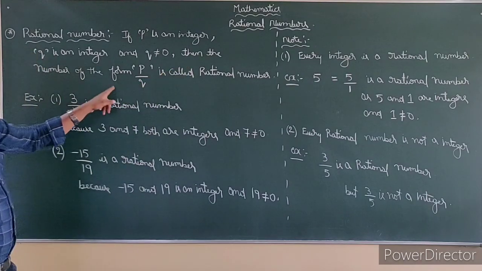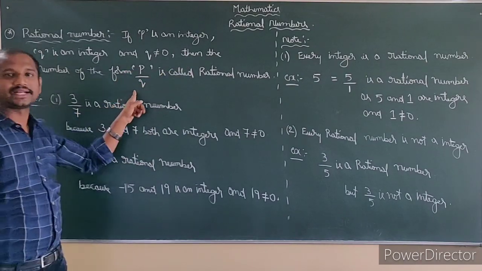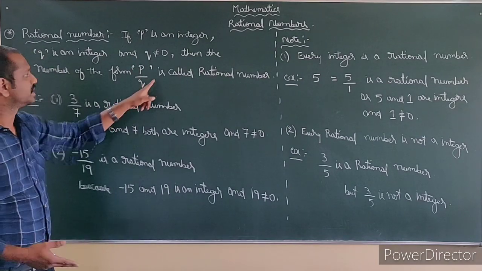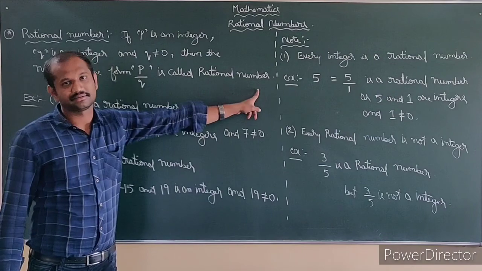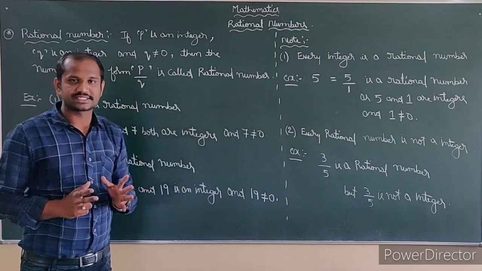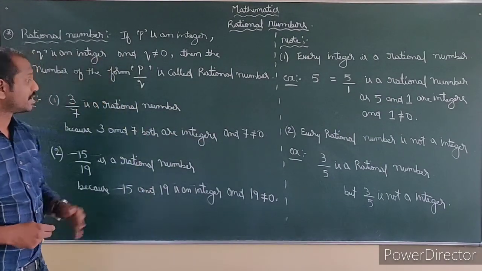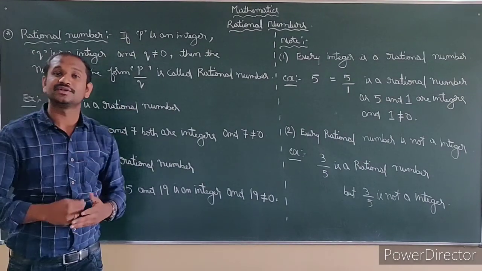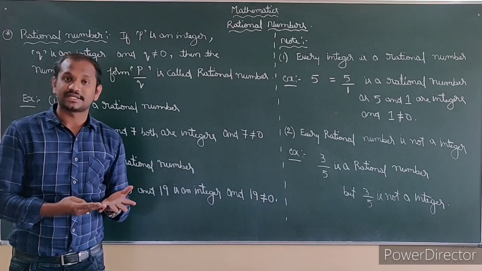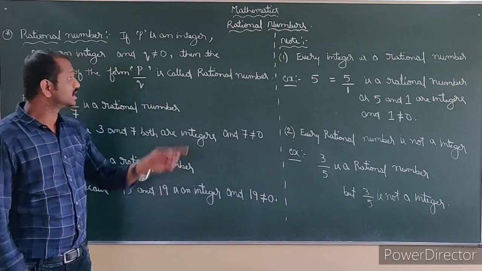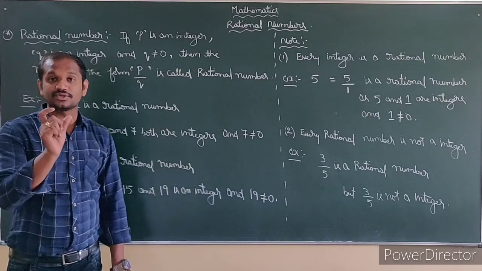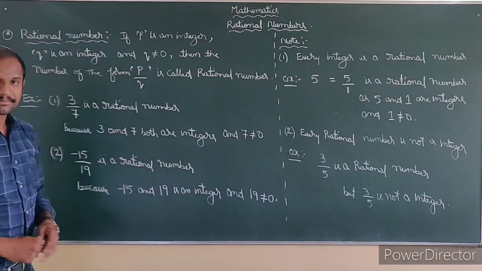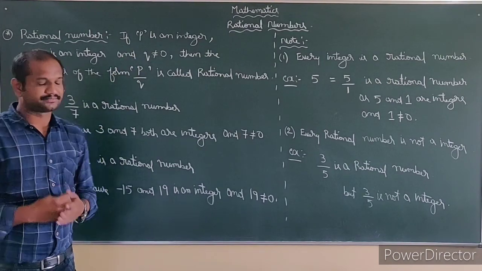Then the number of the form p by q, always we write rational numbers in the form of p by q, nothing but a fraction, is called a rational number. So in a definition at the starting, I know that you can't understand anything. But when we give examples, that makes you understand the definition of what actually a rational number is. Why have I considered p is an integer, q is an integer, and the condition q does not belong to 0? That is what the definition tells us. We will see an example and understand the definition better.